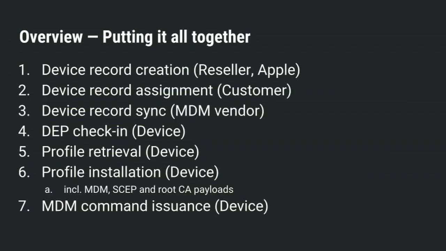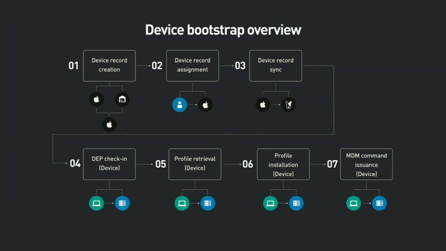All right, putting it all together. If you look at the entire lifecycle, the entire bootstrap process for DEP and MDM, this is what it looks like from start to finish. This is kind of hard to get an understanding of, so we made a visual for this. As you can see, the first step is the reseller or Apple creating that device record. The next thing that happens is the customer, the enterprise, actually goes into something called Apple Business Manager, which is a web portal, and assigns that device to a specific MDM server. From there, the MDM server is able to sync those device records over, as I mentioned earlier, as well as push those DEP profiles back to Apple.